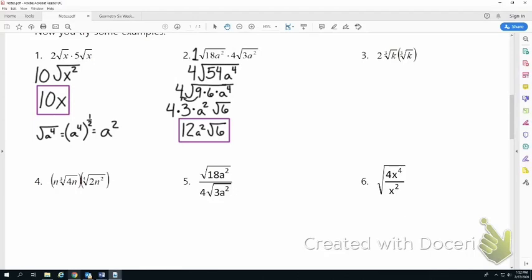Here, the square root of, well, that's cube root, but, okay, the square root of a squared is going to be a. The square root of x to the 4th is going to be x squared. The square root of x to the 6th is going to be x cubed. You're just dividing that exponent by 2 if it is square root.